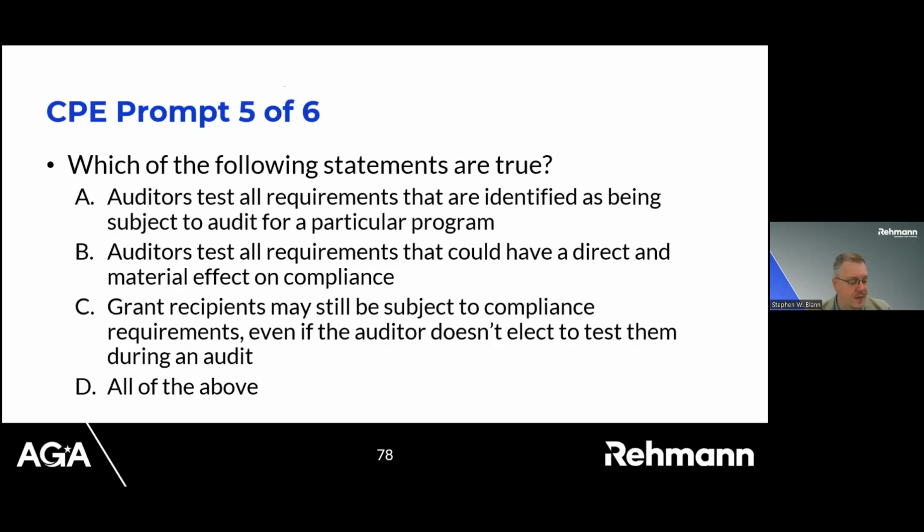All right, let's do our 5th CPE prompt, and then we'll get into some of the new stuff for this year. Which of the following statements are true? A, auditors need to test all requirements that are identified as being subject to audit for a particular program. B, auditors test all the requirements that could have a direct and material effect on compliance. C, grant recipients might still be subject to compliance requirements even if the auditor doesn't elect to test them during an audit. Or D, all of the above.